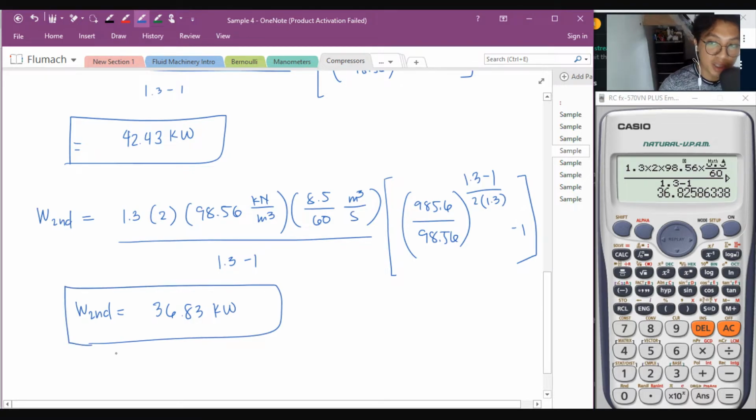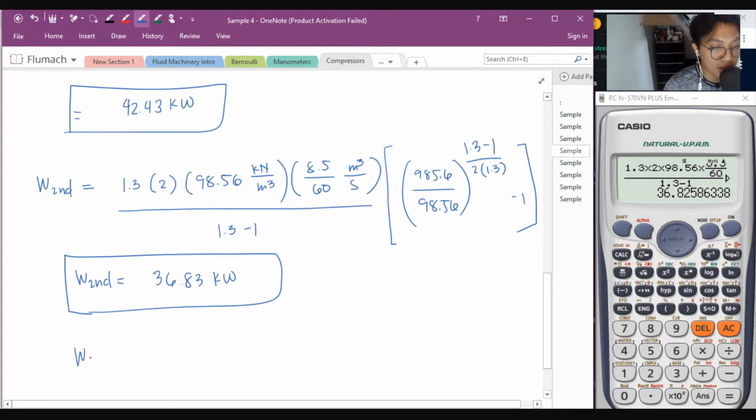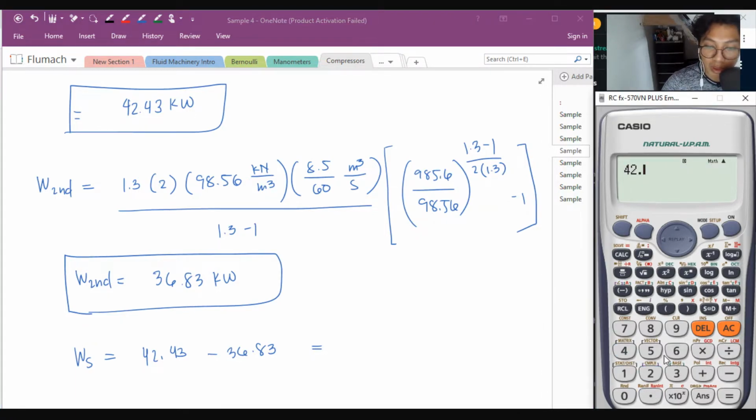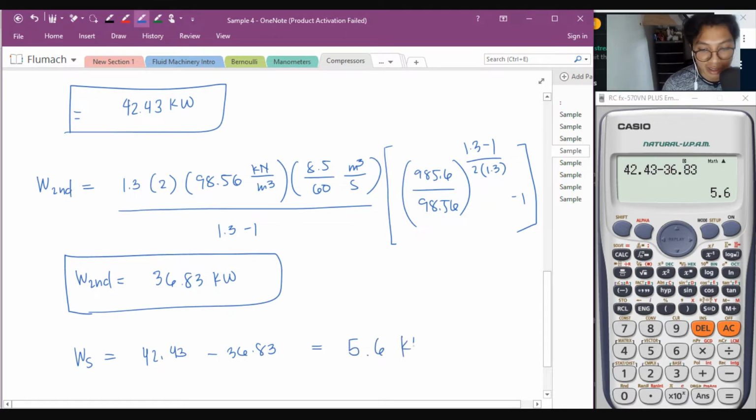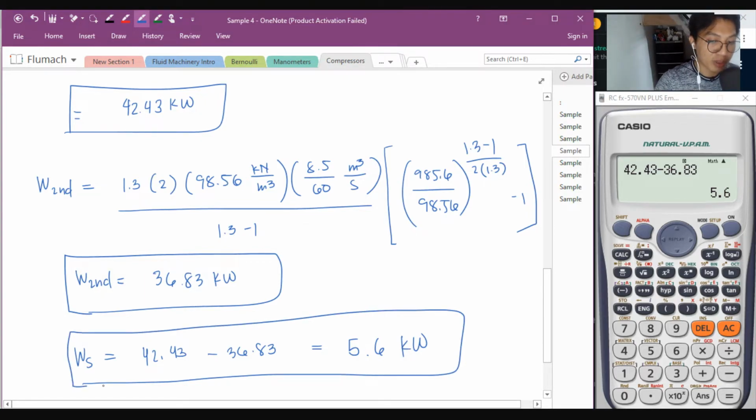O di, legit nga na nakapag-save tayo ng work. Ibig sabihin, work savings. 42.43 minus 36.83. Ilan yung kilowatts na na-save natin? That is 42.43 minus 36.83. Work savings is exactly 5.6 kilowatts yung nase-save natin kapag nag-double staging tayo. Oh, legit na nakakapagtipid tayo ng compression work or work consumption kapag nag-multi-staging tayo.